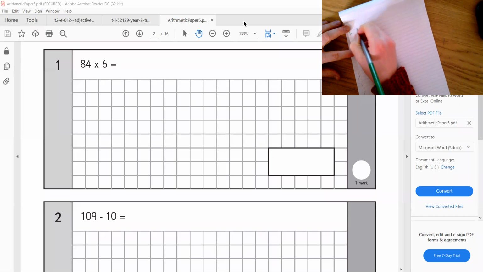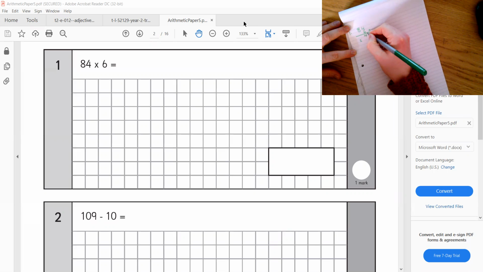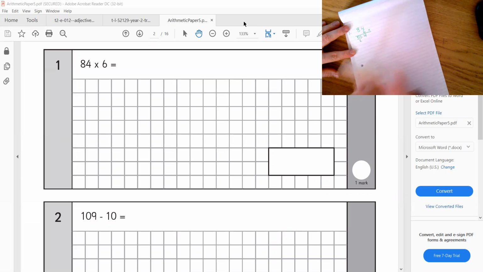So number 1 then, we've got 84 times 6 using column to help me. So 4 6s are 24, 8 6s, oh, I know, 48, there you go, 48, 49, 50. So there you go, 504. Oh, they're 48. Yeah, they are 48. God, my brain just went for a minute.